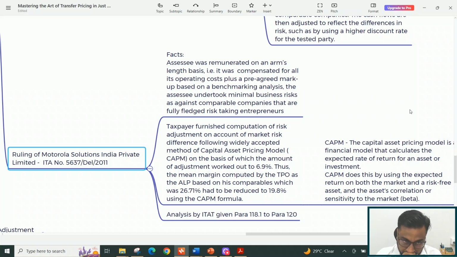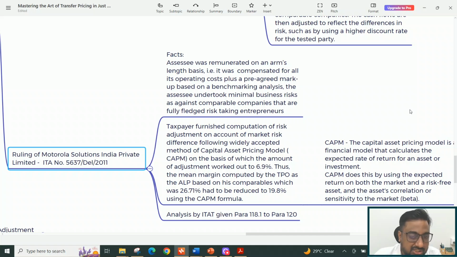So what are the facts of this judgment? The assessee was remunerated on an arm's length basis, that is, it was compensated for all its operating costs plus a pre-agreed markup rate. So the assessee undertook a minimal business risk as against the comparable companies that are fully fledged risk-taking entrepreneurs. Same situation. Correct?